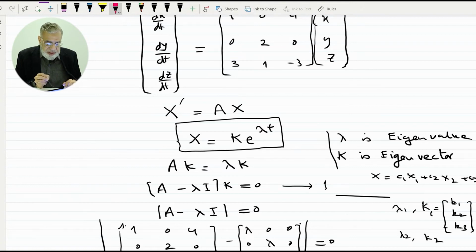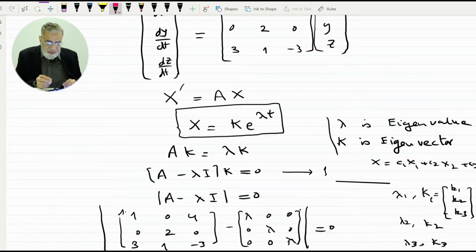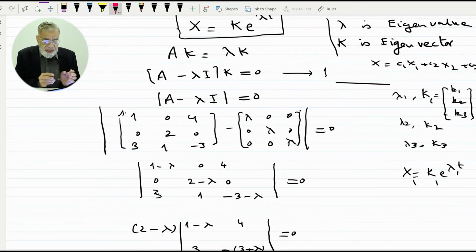So here I write this is equal to A. My A is 1, 0, 4; 0, 2, 0; and 3, 1, minus 3. And here we put lambda I, which is lambda, 0, 0; 0, lambda, 0; 0, 0, lambda. Then combining these two together, I get the determinantal equation: 1 minus lambda, 0, 4; 0, 2 minus lambda, 0; 3, 1, minus 3 minus lambda.